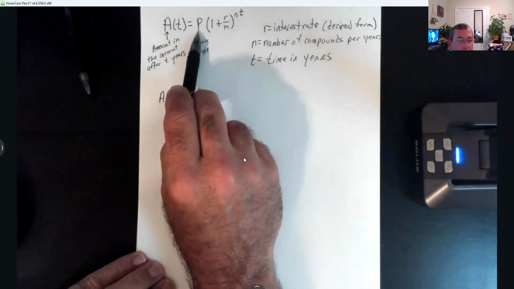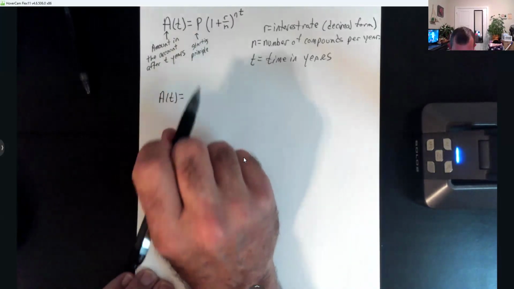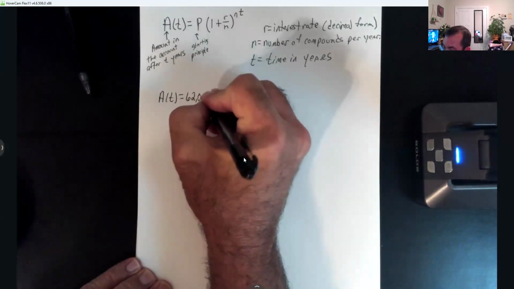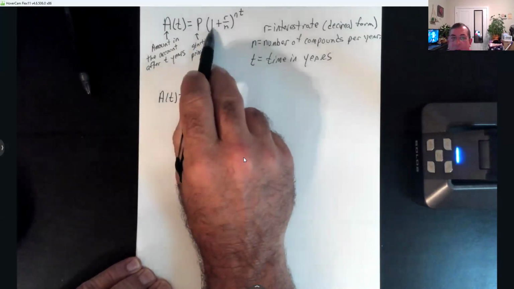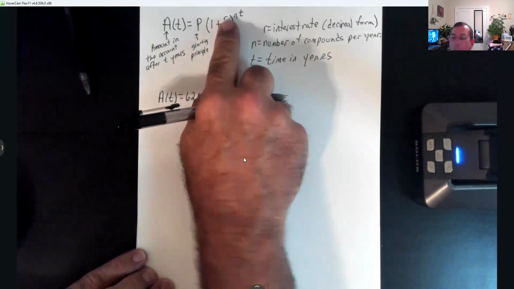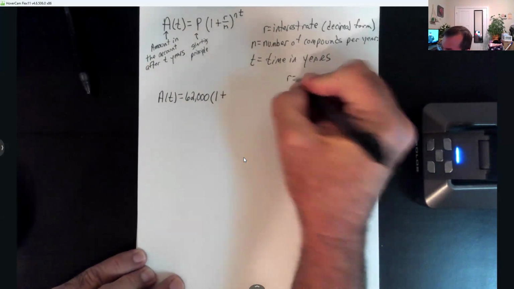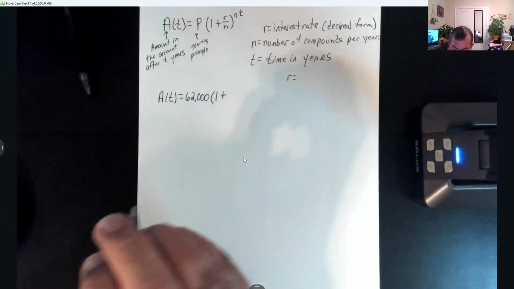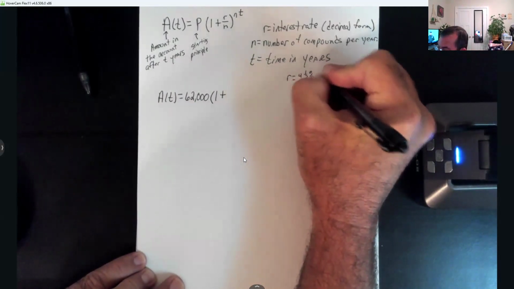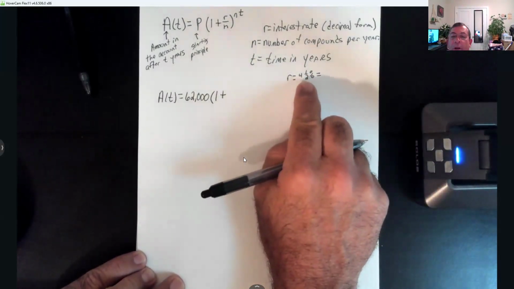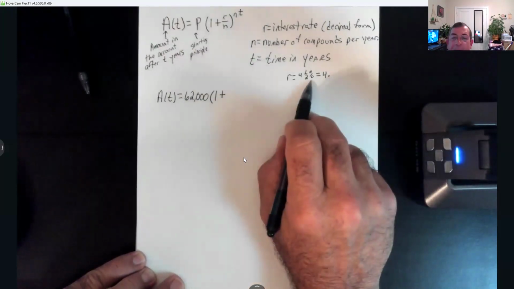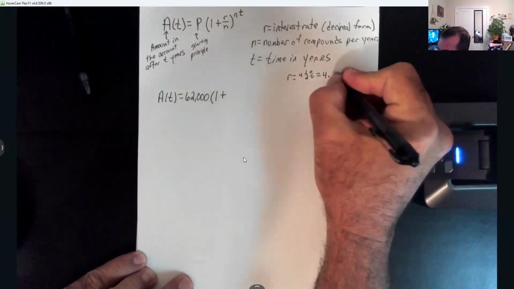That's going to equal our principal. The principal they gave us was $62,000. Then we have 1 plus R. We have to figure out our R. Well, they said R was 4.5% interest. I'm going to turn this into decimal form.